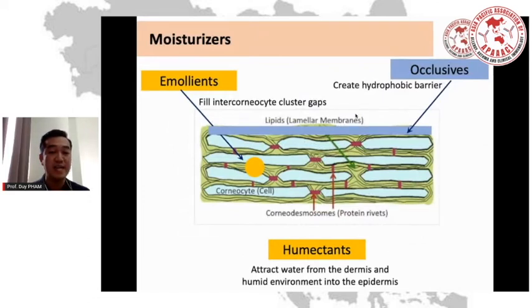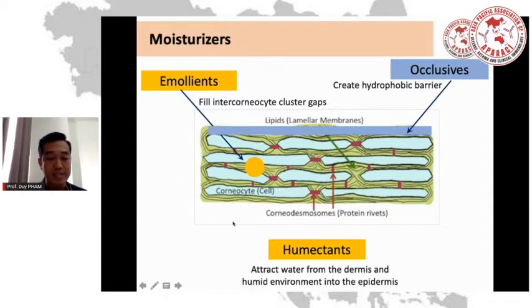Moisturizers are substances that help to maintain the moisture in the skin and also help to restore the integrity of the skin of AD patients. There are three types of moisturizer that are usually used. First is the emollient. The emollient consists of lipids that mimic the lipid layer of the epidermis, and it can fill the gaps between corneocytes to maintain the integrity of the epidermis. Second is occlusive. Occlusive is usually oil-based, and it creates a hydrophobic barrier over the skin, blocking evaporation to restore the water level of the skin.